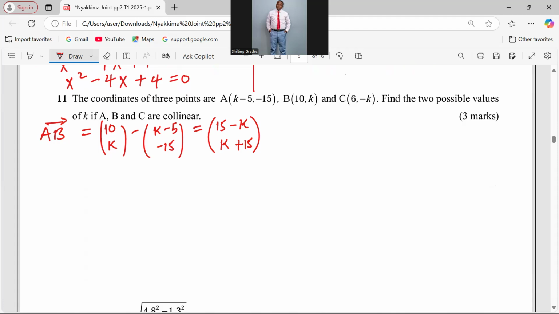What about vector AC? Vector AC will be given by C, which is (6, negative k), subtract A, which is (k minus 5, negative 15).